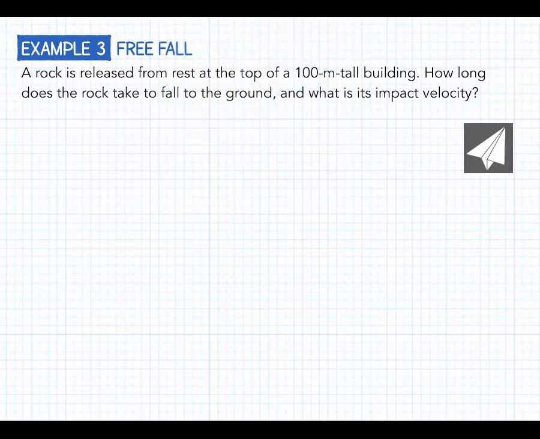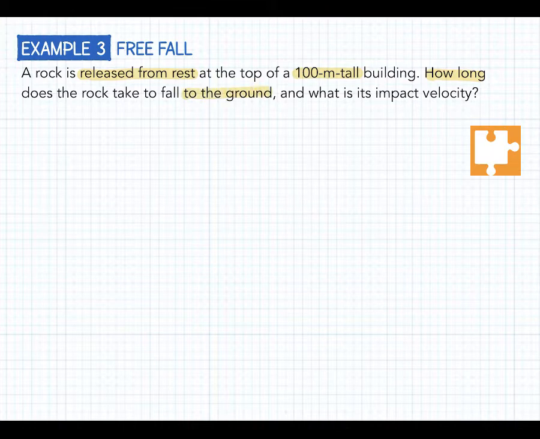So we have a rock released from rest. That means velocity is 0. At the top of a 100-meter tall building, that's going to be a y height. And we want to know how long. So that's a time. Does it take for the rock to fall to the ground? So we're going to say that's a height of 0. And what is its impact velocity? So that's going to be velocity final.